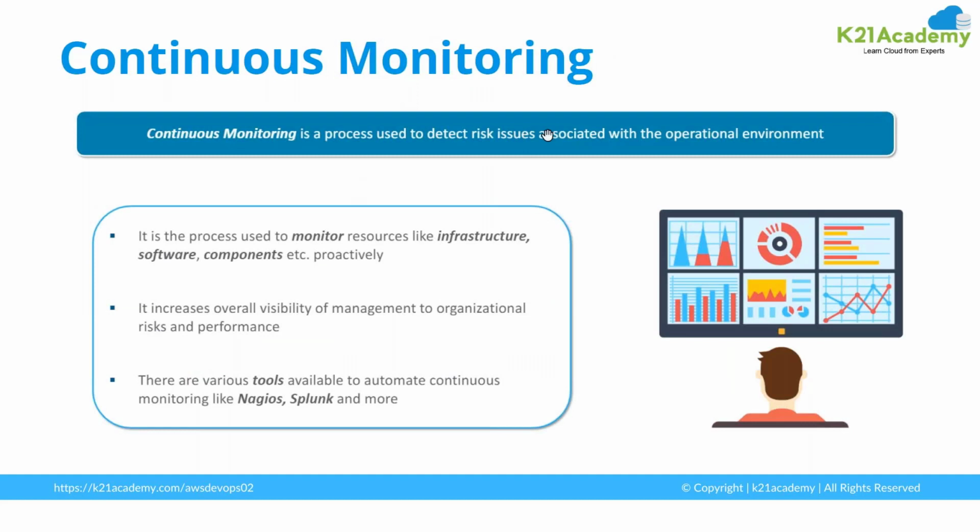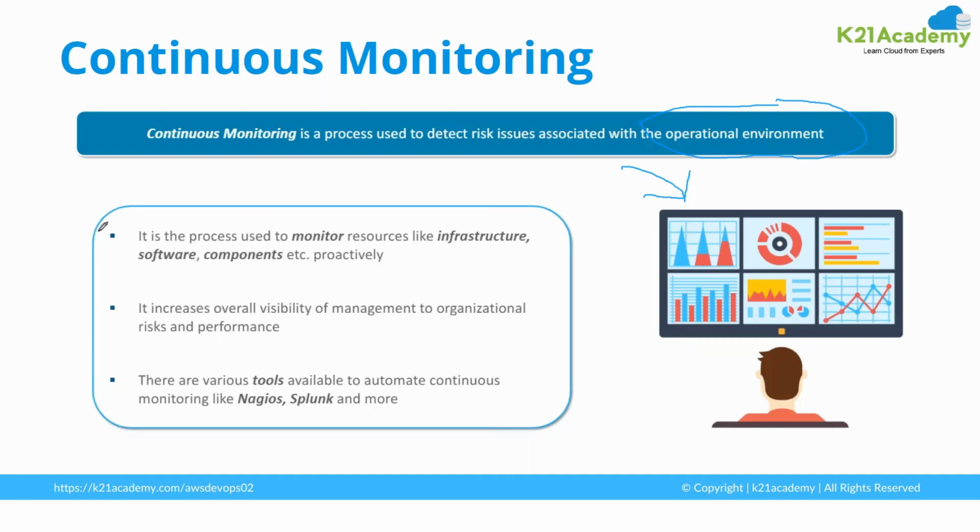And next is where we do continuous monitoring. Continuous monitoring is a process used to detect risk issues associated with the operational environment. Now this is the end result, where your user has a certain dashboard, and you just need to view that dashboard and see what is happening on this particular application, right? So all the operational environment risk, any problem, any issues, everything has to be taken care of and understood. You will have to set up a particular dashboard, and this is the expectation.